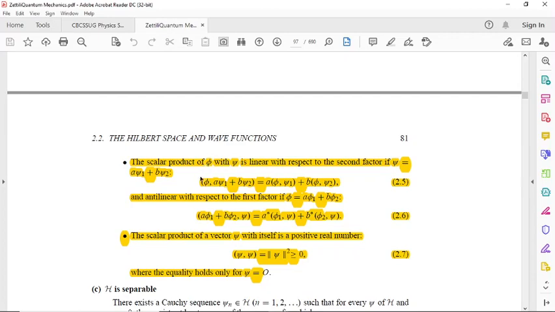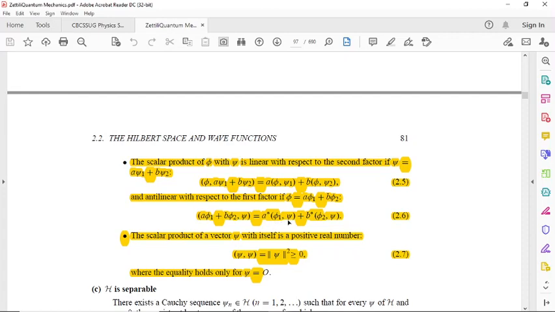അപ്പോൾ നമുക്ക് the scalar product is linear. നമുക്ക് നോക്കാം. Scalar product of phi with a psi 1 plus b psi 2 equal to a into inner product phi psi 1 plus b phi psi 2, and anti-linear with respect to the first factor if phi equal to a phi 1 plus b phi 2. So inner product a phi 1 plus b phi 2 comma psi equal to a star. This is the complex conjugate. So if the number comes out of the bracket, then it becomes the complex conjugate.